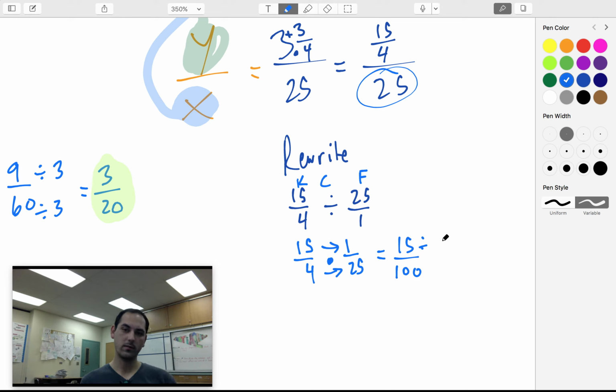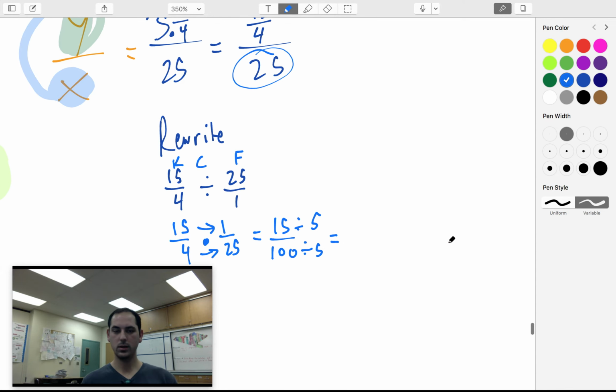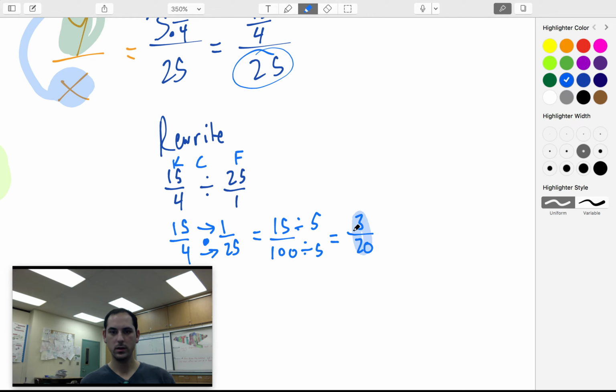I see right away 5 does. So we don't have to find the biggest, we just need to start somewhere. 5 goes into 15 3 times. 5 goes into 100, how many times? 20. Oh, we actually did find the biggest. So this one is 3 over 20.